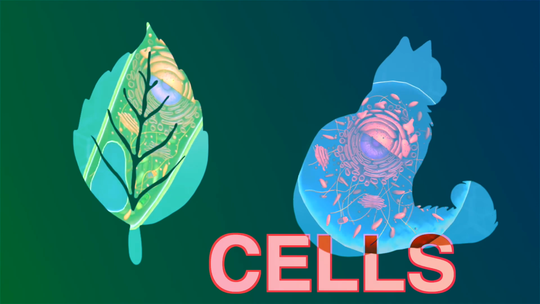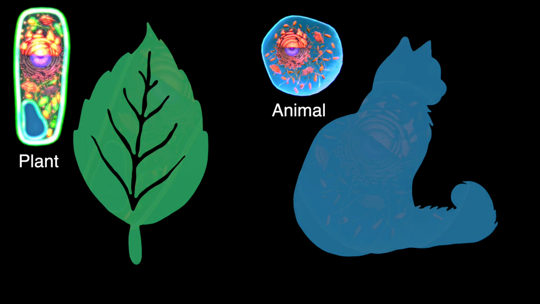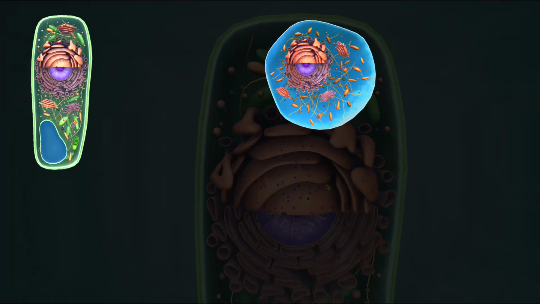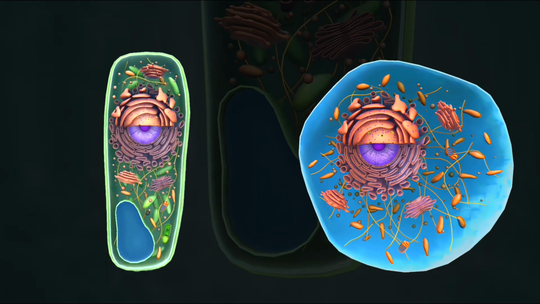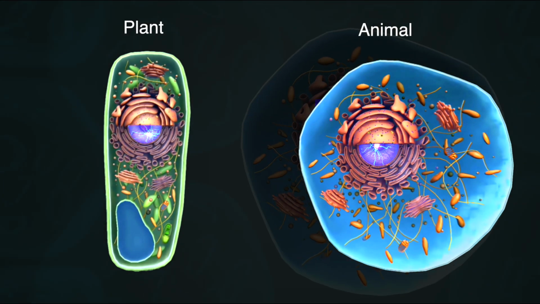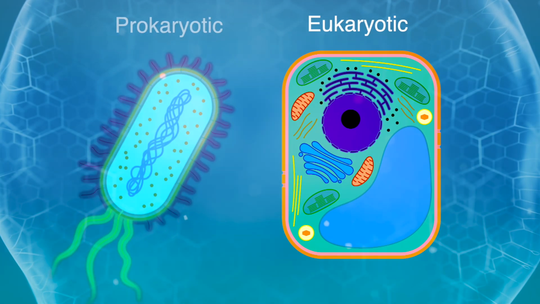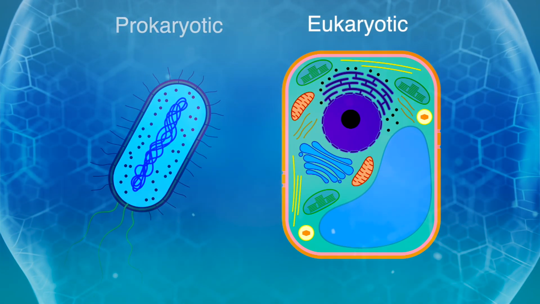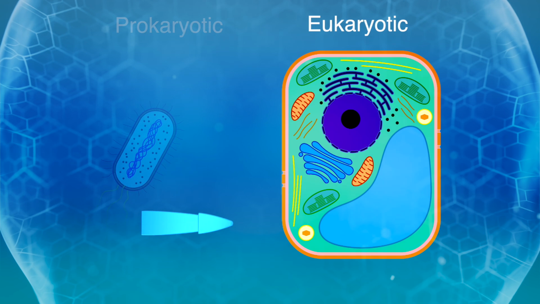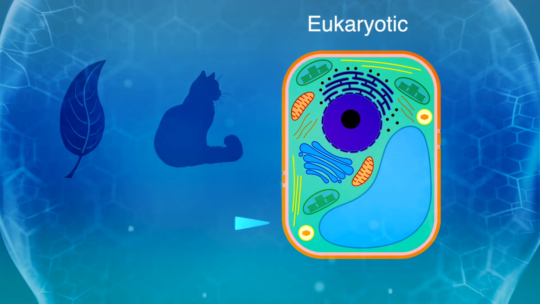In this video, we will explore the fundamental differences between plant and animal cells. Grasping these distinctions is essential, as they provide a foundation for understanding more complex biological processes. Cells can be categorized into two main types: eukaryotic and prokaryotic. Our focus here will be on eukaryotic cells, which encompass both plant and animal cells.